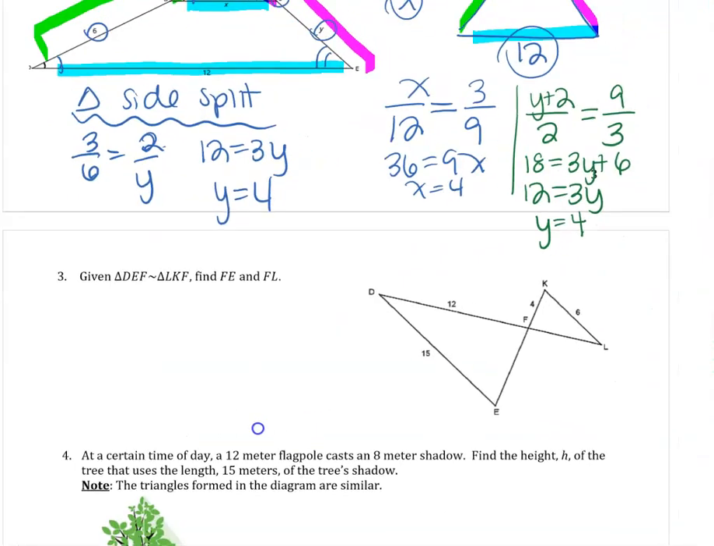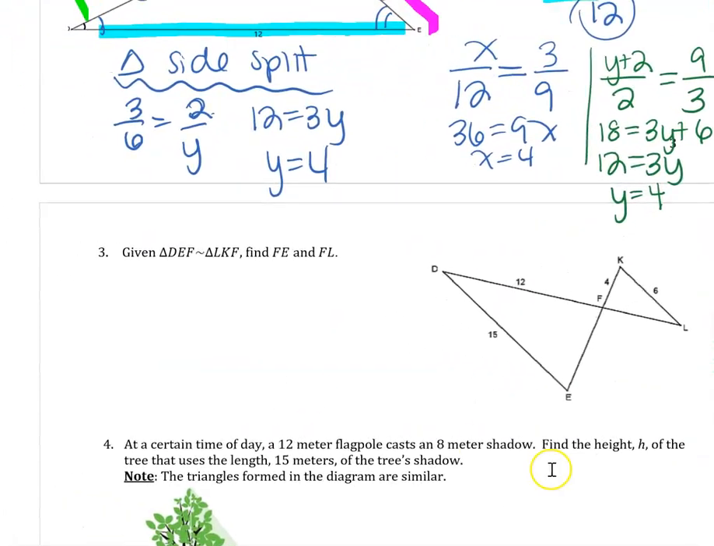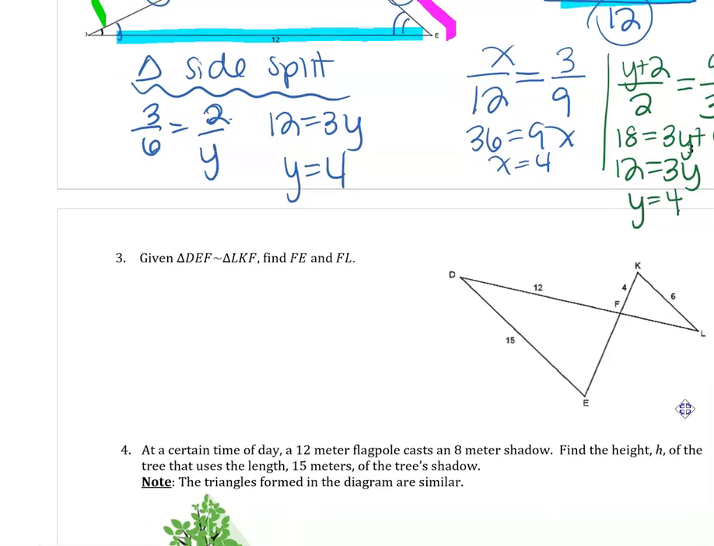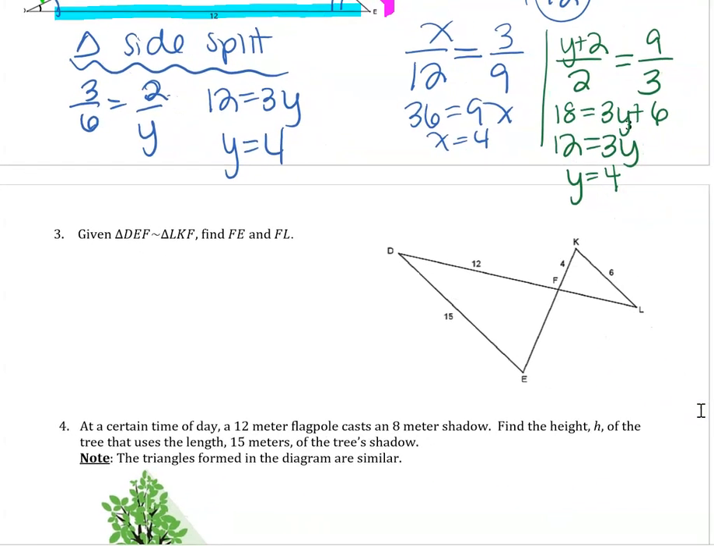All right, so the next and last page. I would encourage you to pause this video and see if you can solve this as well for number 3. It wants FE and FL, so just for consistency, let's say x is equal to FE and y is equal to FL. Again, I'm going to say pause the video and see if you can solve for x and y yourself, and then I'll reveal it.